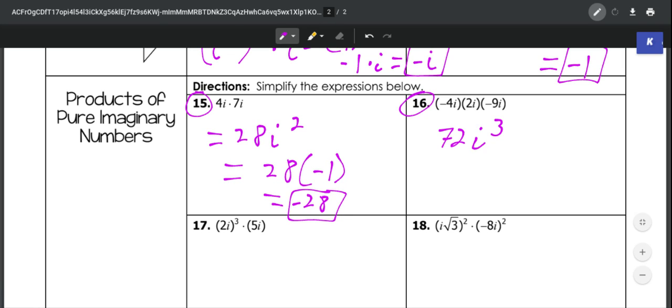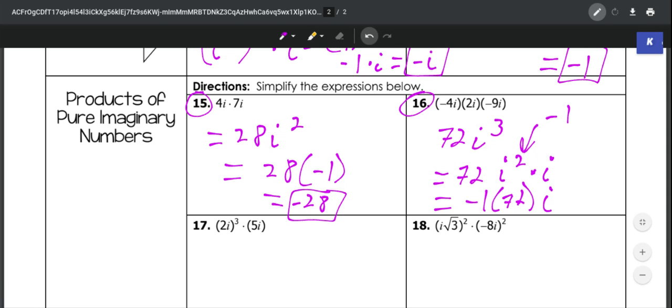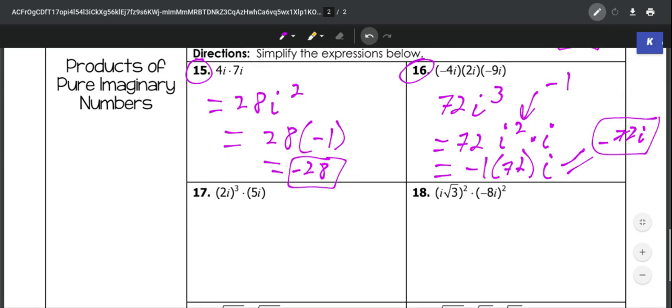Now, we will still be left with 72, but we can break up this i to the third. We can separate it by saying i squared times i. Now we know that this i squared is -1. So our final answer will be -1 times 72 times i, which will end up simplifying to -72i. And that's the process of doing these.